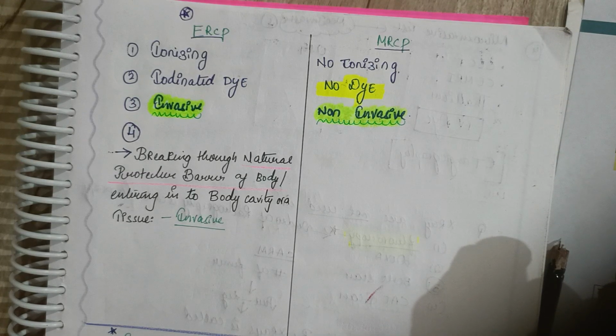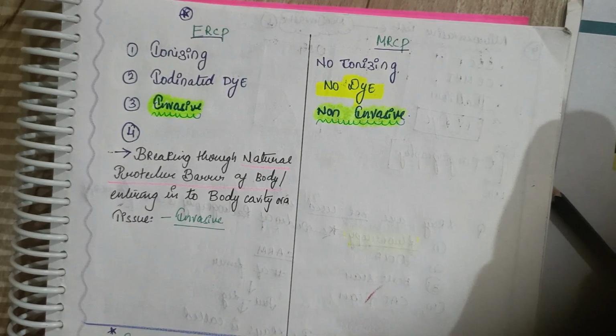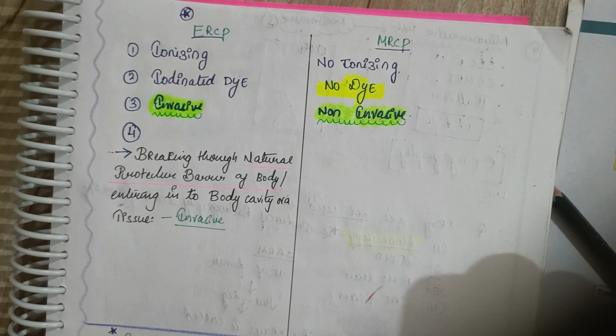Now what is MRCP? MRCP is non-ionizing. Remember, it is non-ionizing, because under this we have MRI, magnetic resonance, and there is no dye used here. And remember that it is a non-invasive procedure. We'll be discussing MRCP and ERCP in detail, but for now understand that ERCP is invasive and MRCP is non-invasive.